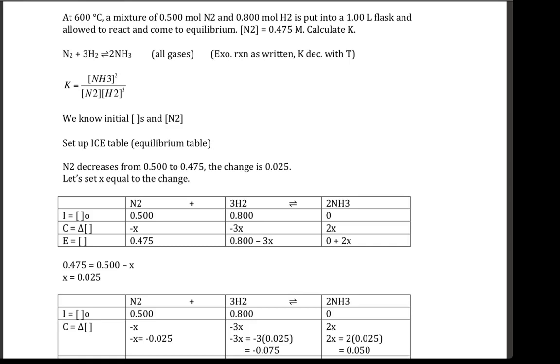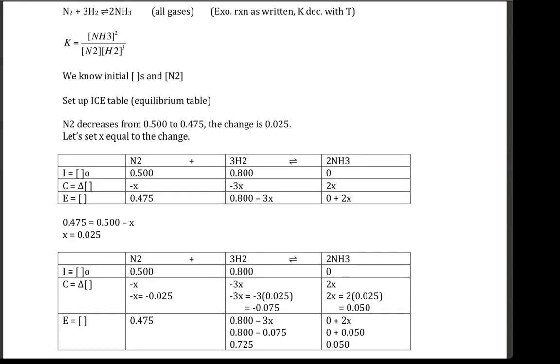The last row of our ICE table is the equilibrium concentration, so that's how we get ICE. For the N2, it is, we're told, 0.475. Now, the equilibrium concentration is the initial concentration plus the change. So for H2, it is the initial, 0.800, plus the change, so minus 3x. For the NH3, it's going to be the initial 0 plus 2x.